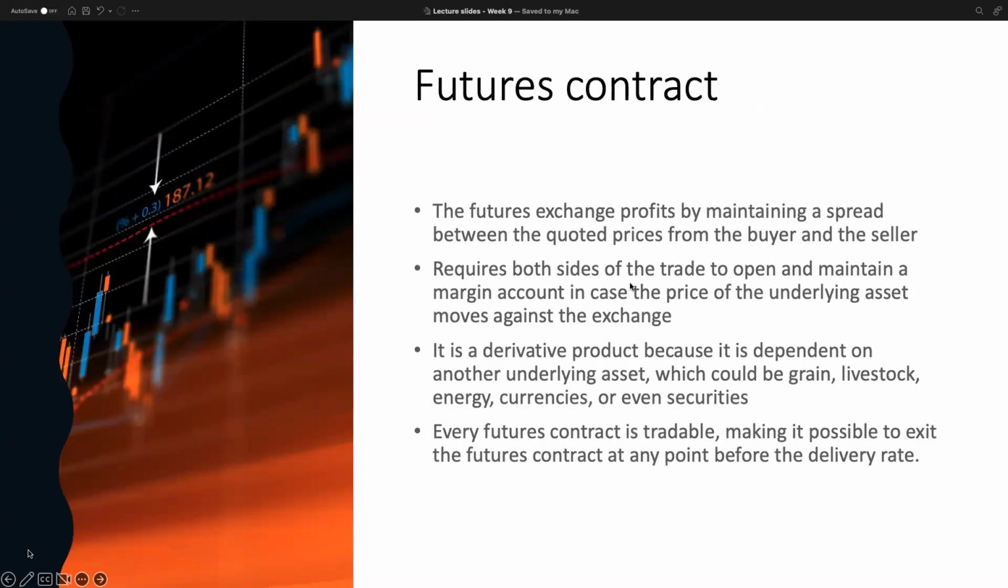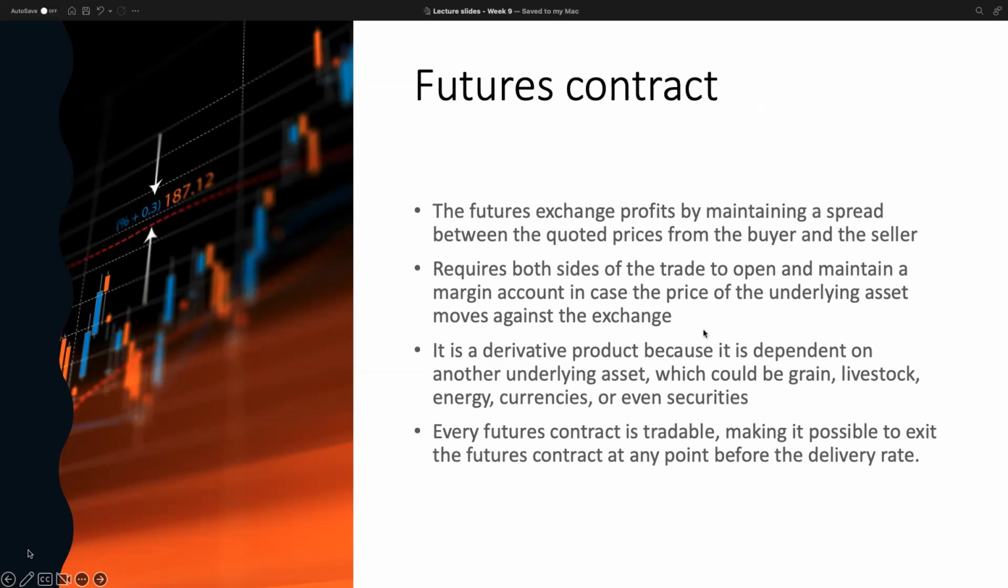Futures exchanges profit by maintaining a spread between the quoted price from the buyer and the seller. On the one hand, they establish a contract with a buyer, and on the other side, they establish a contract with another seller, right? And they add a small margin on the prices for these two parties.